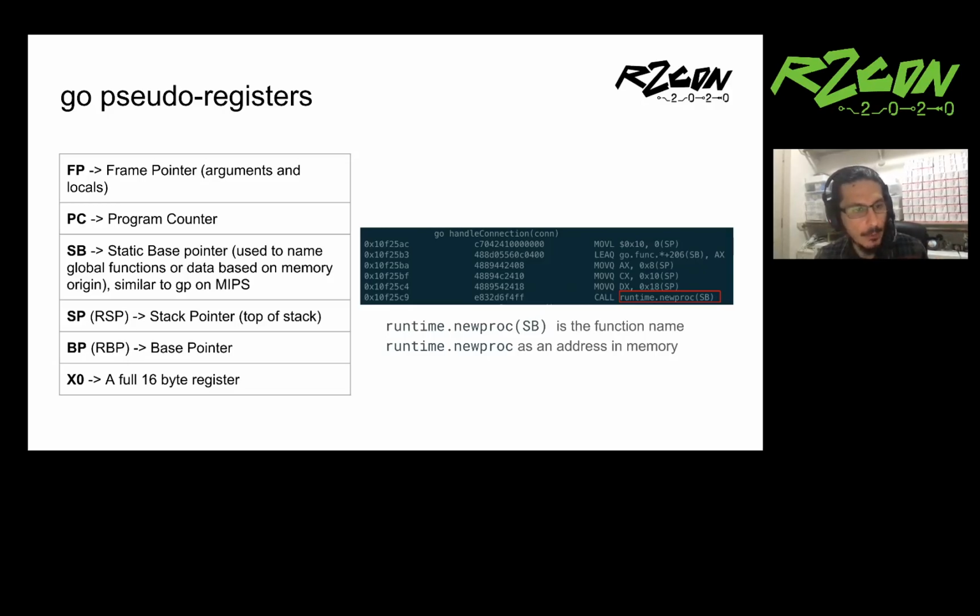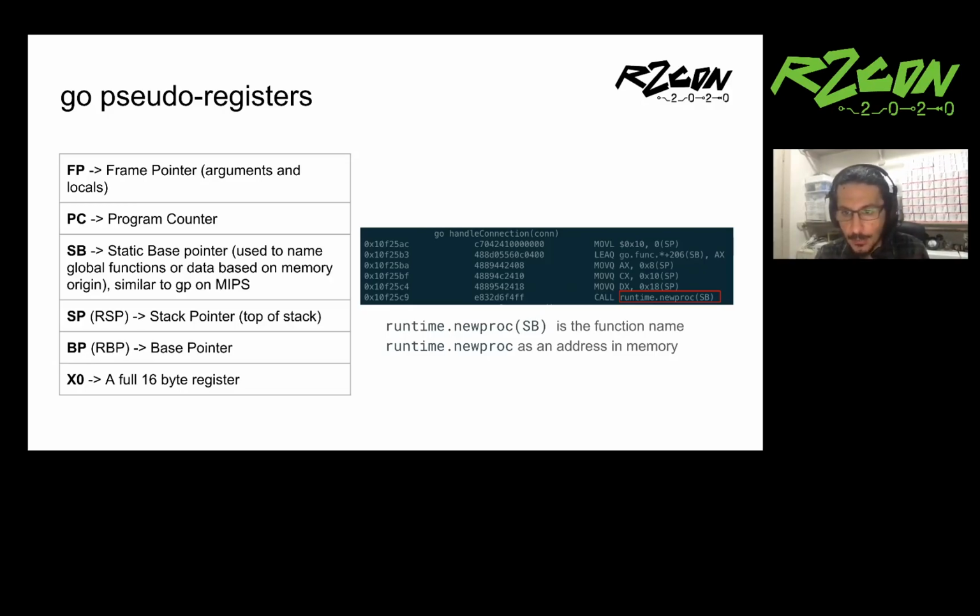So some of them are going to be pretty obvious. You have FP for the frame pointer, which is used to reference arguments and local variables. PC will be your program counter. There is a pseudo register called the static base pointer, indicated by SB. It's used to name global functions or data based on memory origin. If you have worked with MIPS architecture, you'll probably be familiar with this a bit. It's similar to the GP register in MIPS architecture.